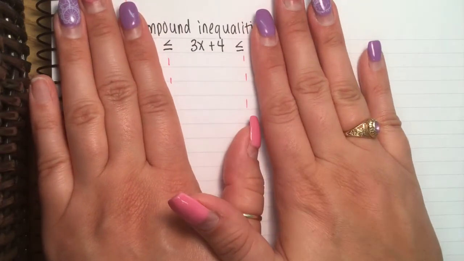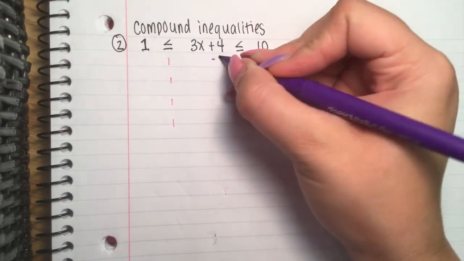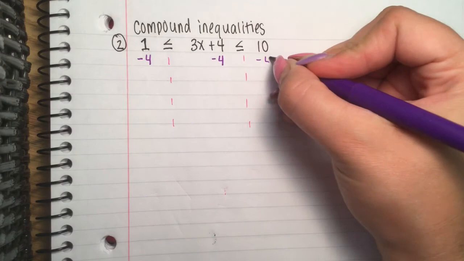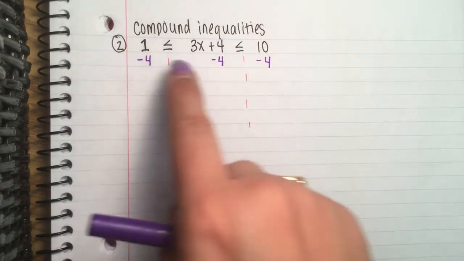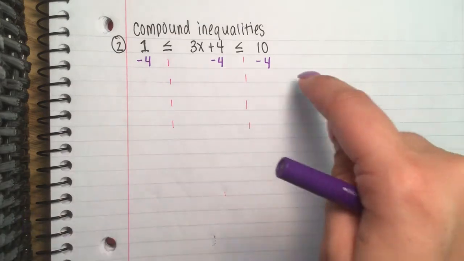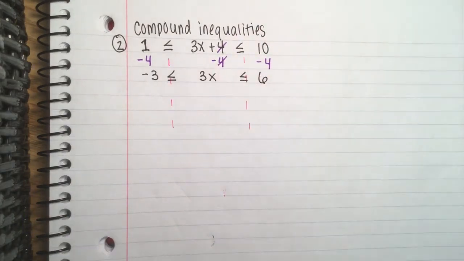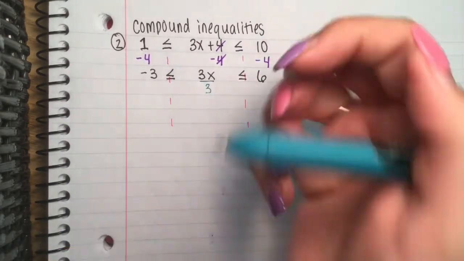To get x by itself here, I'd start off by getting rid of that 4. I'm going to subtract 4 on every single piece. So notice I'm getting rid of it in the middle, and then I have 2 other inequalities that I'm solving. Right here, I'm just going to simplify, and then I'm going to go ahead and divide by 3 in every single piece. Here, here, and here.